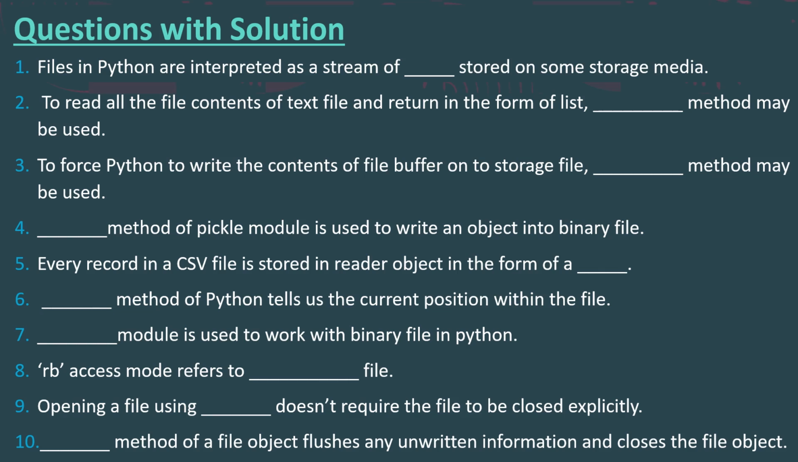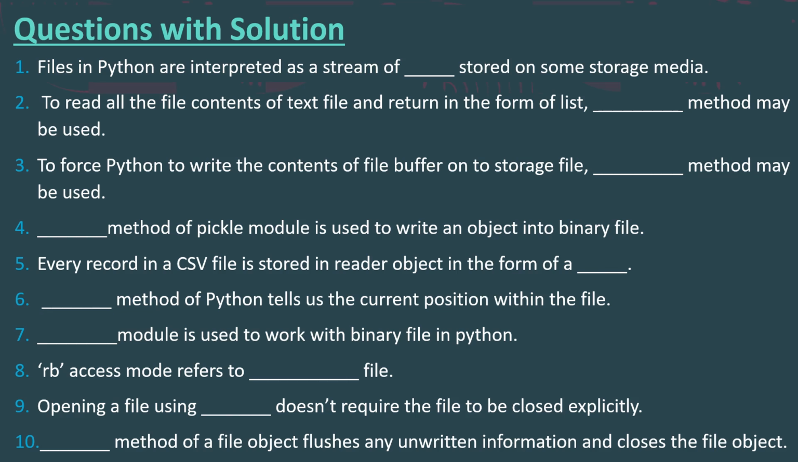To read all the file contents of a text file and return in the form of a list, dash method may be used. And to force Python to write the contents of the file buffer to the storage file, dash method may be used. And that method of pickle is used to write an object into a binary file. Then every record in a CSV file is stored in the reader object in the form of a dash. And dash method of Python tells us the current position within the file. And dash module is used to work with binary files in Python.